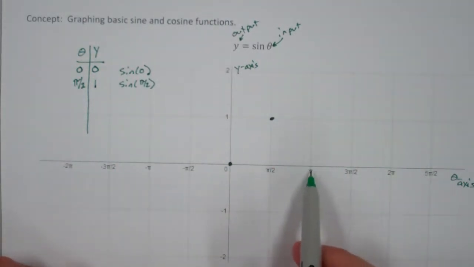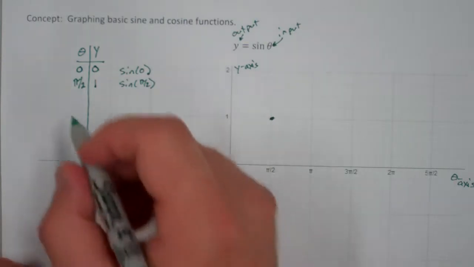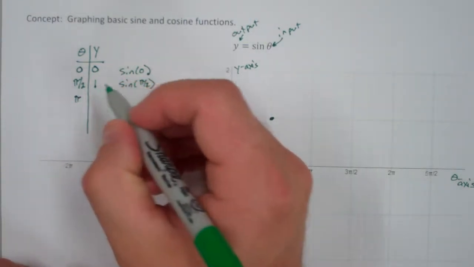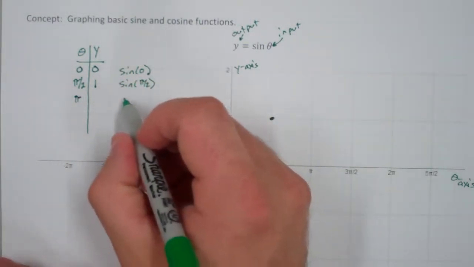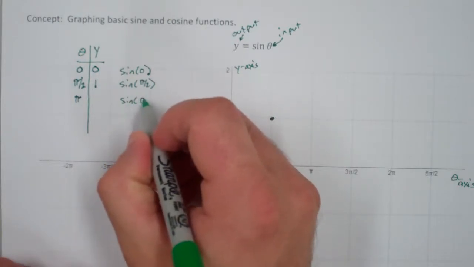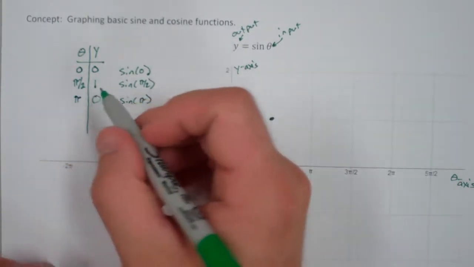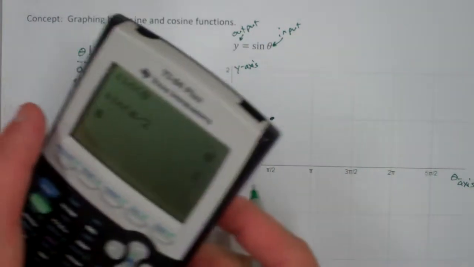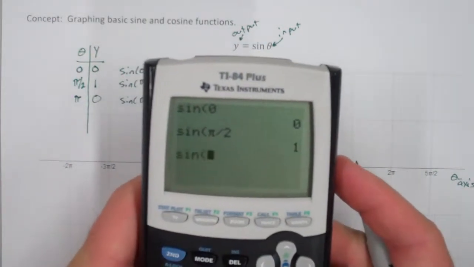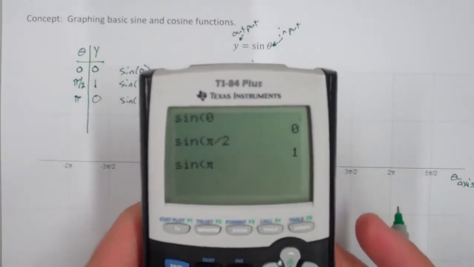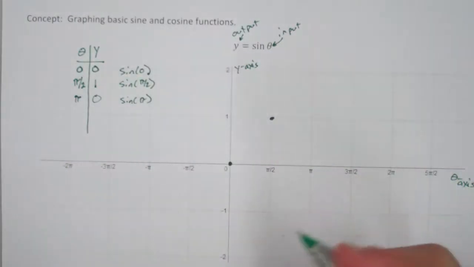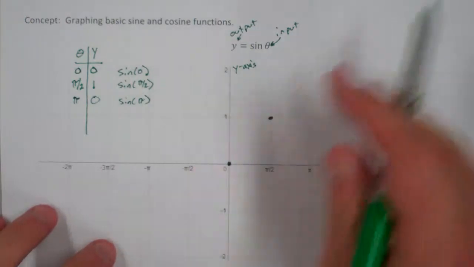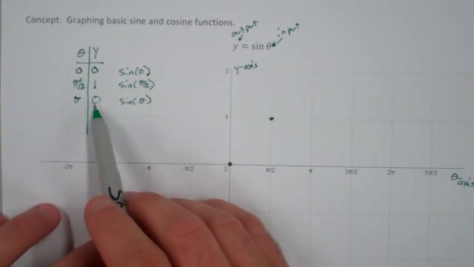The next nice angle to use here is pi, and you'll note that the sine of pi, or 180 degrees, is just 0. The coordinate would be negative 1, 0, and the y value is 0. You can double check your work if you want. Type in the sine of pi into your calculator, and of course we get 0. Or excuse me, we get 0.